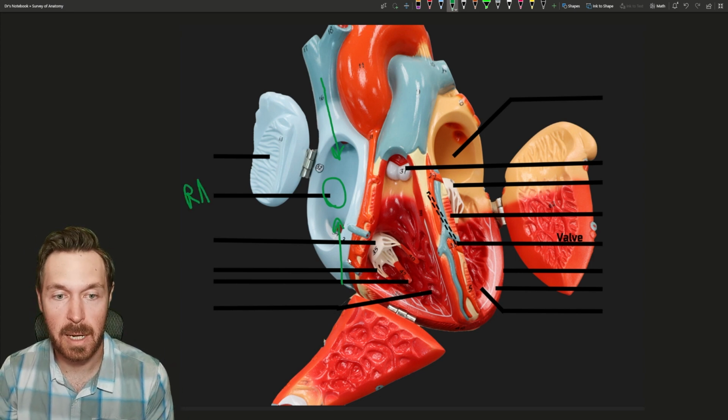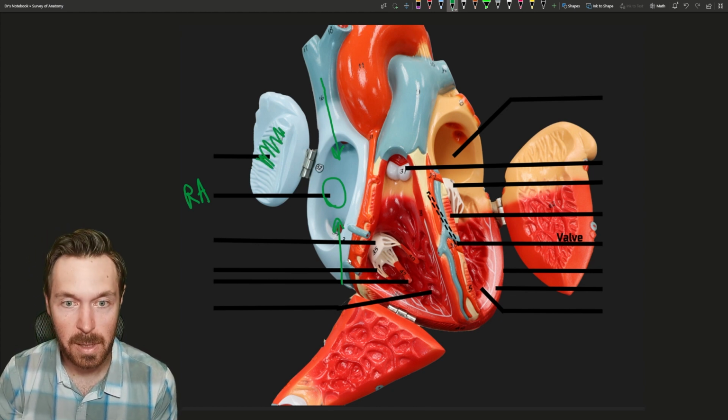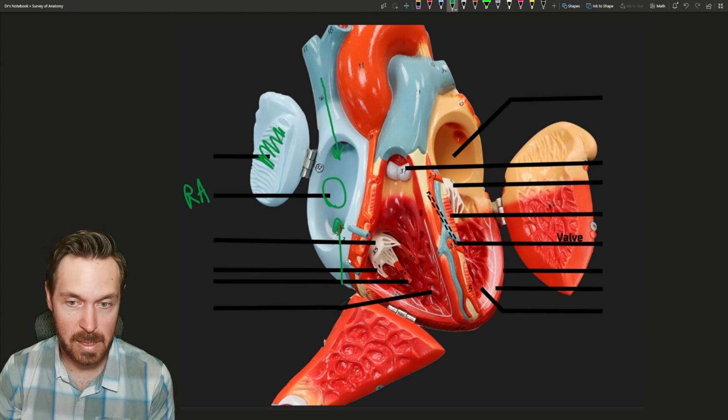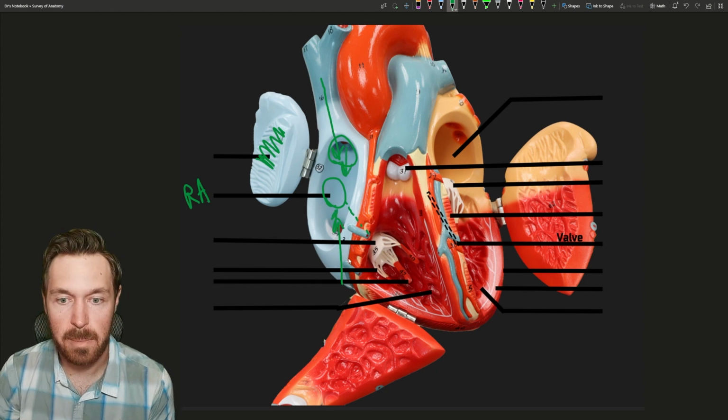So we're on the right side where the blood is returning. In that atrium, there are some muscles up here. These are called the pectinate muscles, which assist in contraction of that atrium. Then the blood comes through our first valve. There's no valve between the vena cava and the atria because pressure will just keep pushing that blood in.